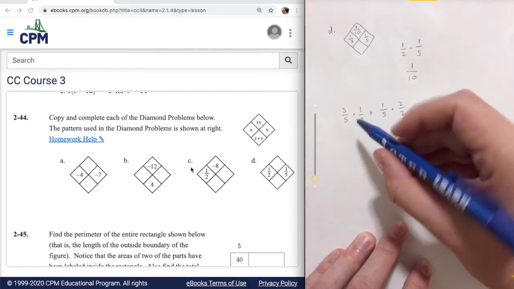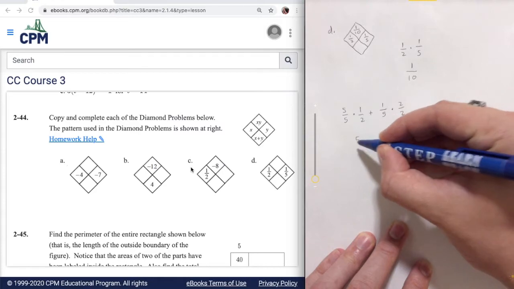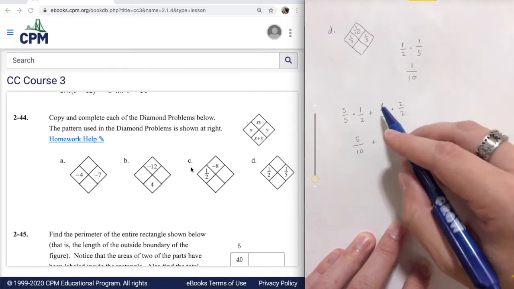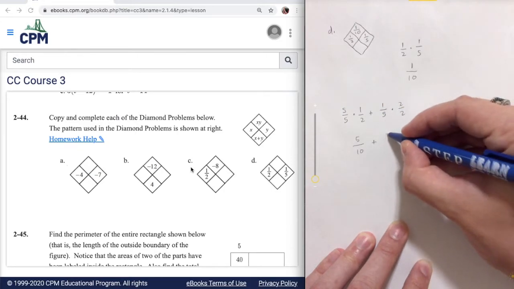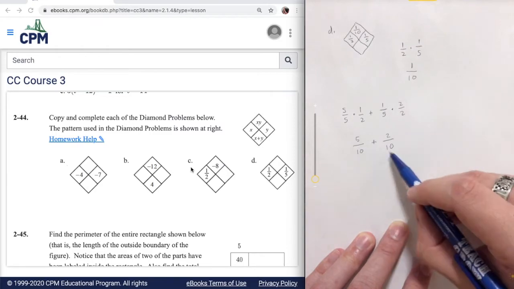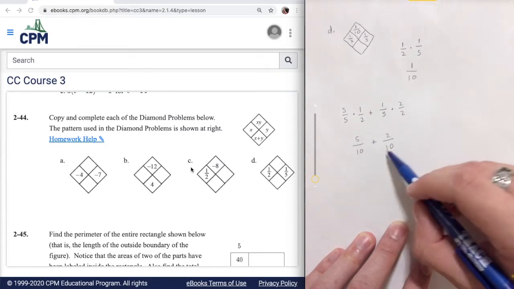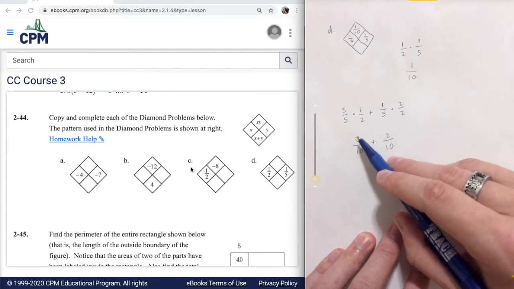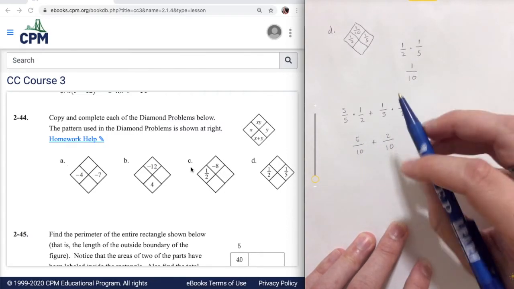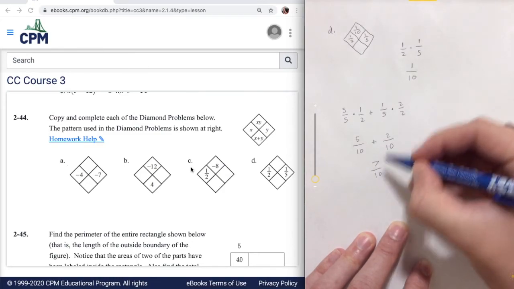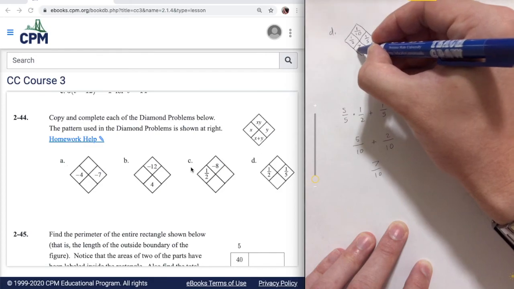So over here, it would give us 5/10. And we're going to be adding 2/10. We'll make sure that this is indeed 10. So that's what we wanted. We wanted to get the denominators the same. So now we can just add them together. So we have 5/10 and 2/10, which is going to give us 7/10. And then that's what we need to write in here.